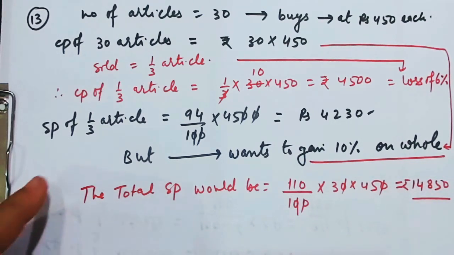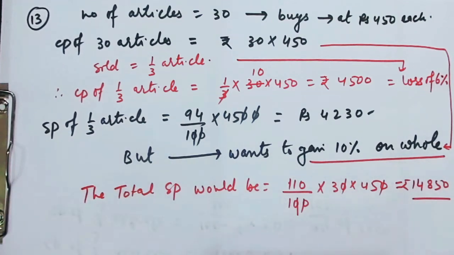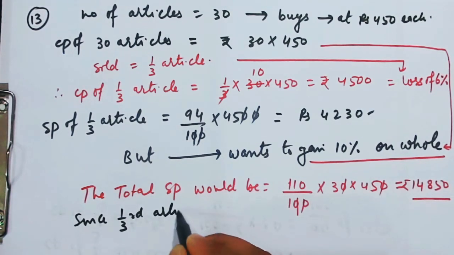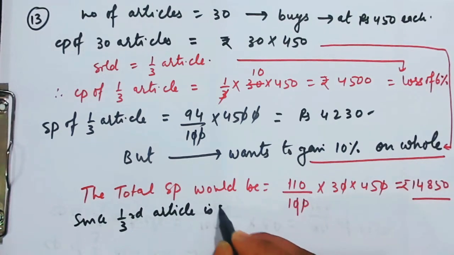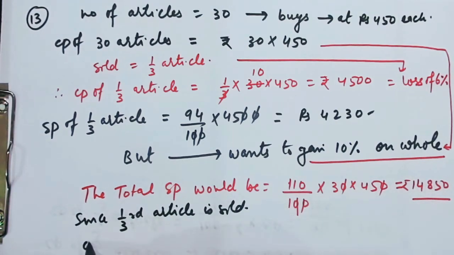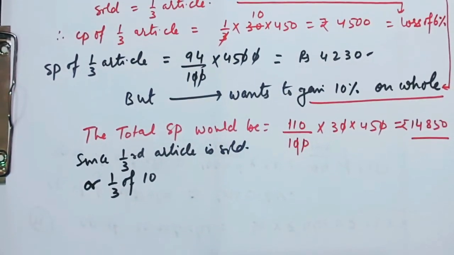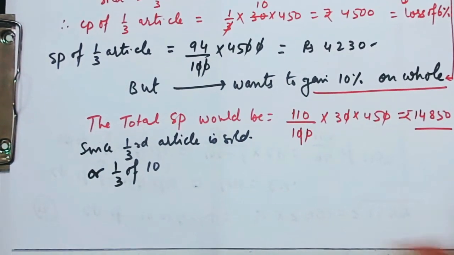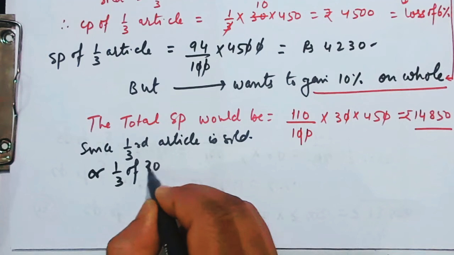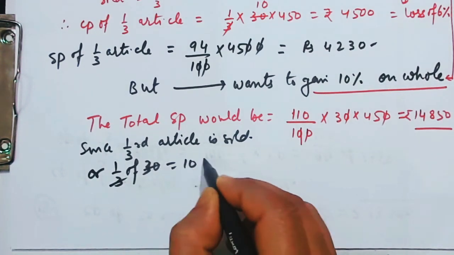Now 1/3 article has already been sold. So since 1/3 article is sold, or you can say 1/3 article means what? 1/3 of 30 articles. So 1/3 of 30 articles will be equal to 10 articles sold.